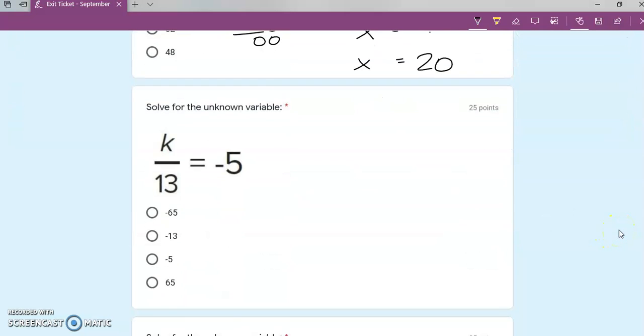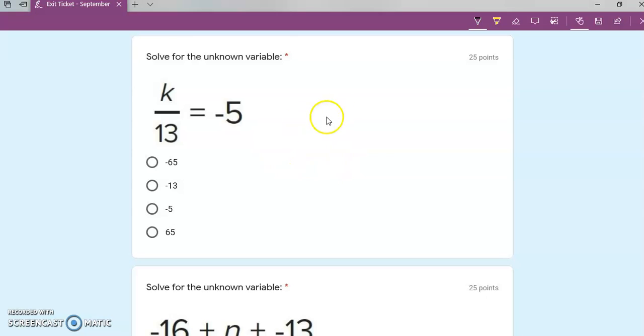Now moving on to the next one. Again, we're solving for the unknown variable, so it's k over 13 equals negative 5. Now when I say k over 13, I'm actually saying k divided by 13. So if I'm dividing, the opposite would have to be multiplying by 13. So I multiply both sides. The 13 and the 13 cancel, so I only have k left over. And then I'm supposed to figure out what negative 5 times 13 is.